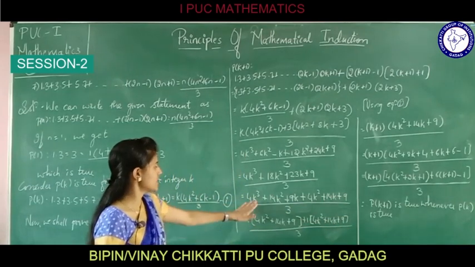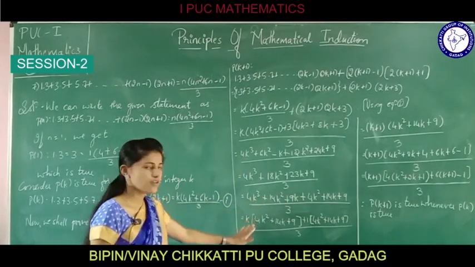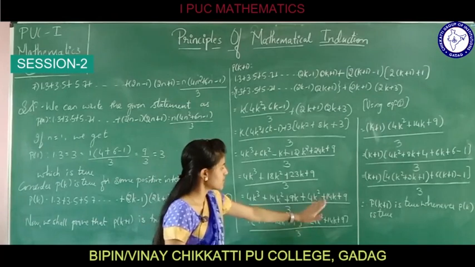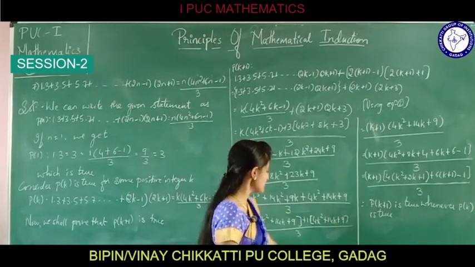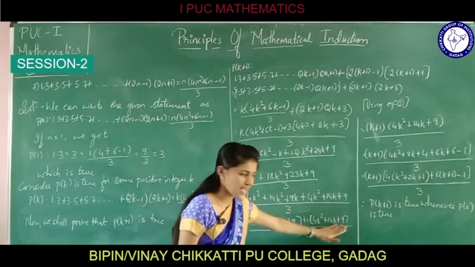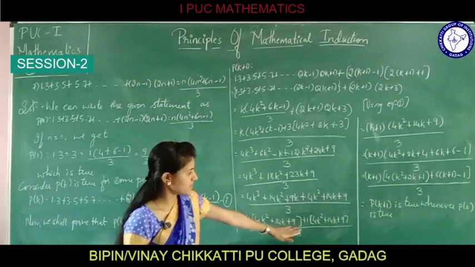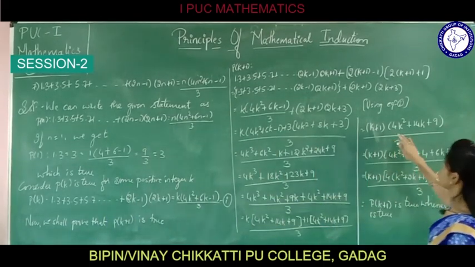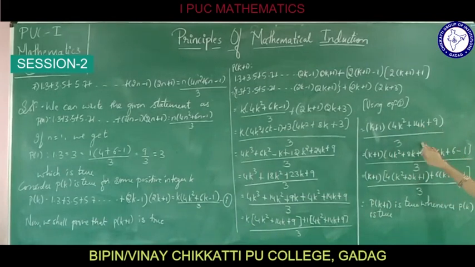On further taking out, in these all the three terms taking out k as common, we get k into 4k square plus 14k plus 9 plus 1 into 4k square plus 14k plus 9. We here have 4k square plus 14k plus 9 as common. Taking out the common terms, I got it as k plus 1 into 4k square plus 14k plus 9 by 3. Again this can be split and written as 4k square, 14k is written as 8k plus 6k, 9 is written as 4 plus 6 minus 1.